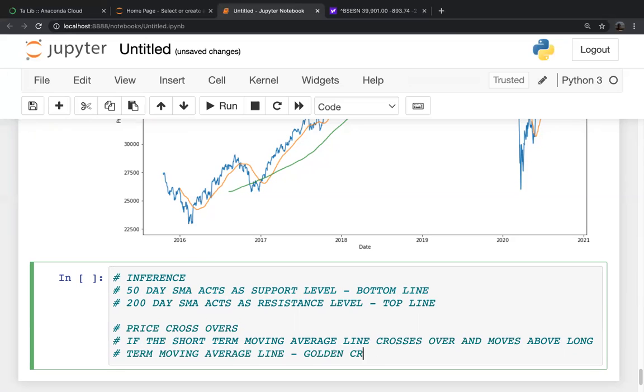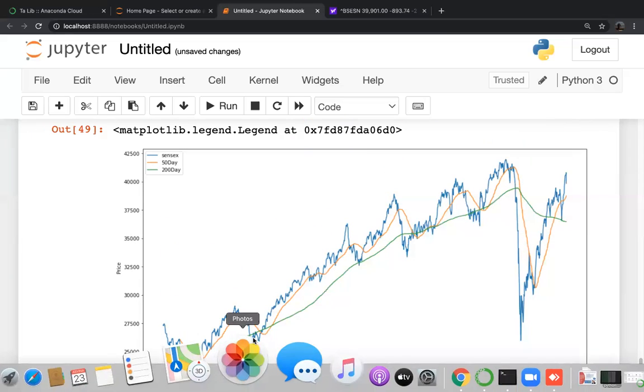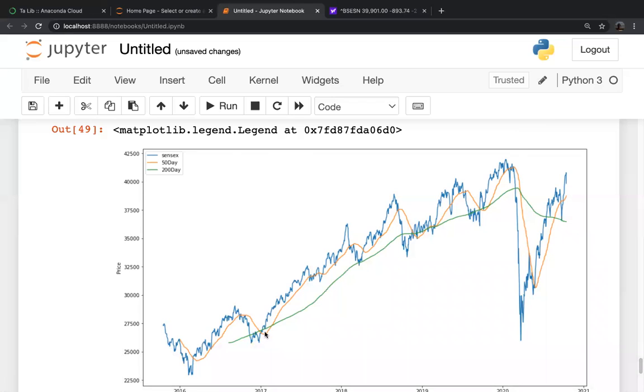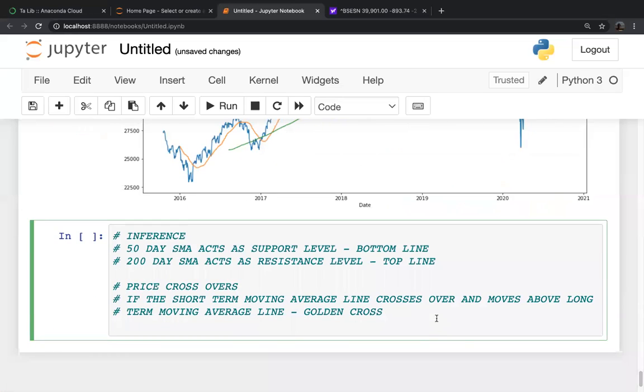Golden cross. If the short-term moving average crosses over and moves above the long-term average, see here, the orange line moved above the green line. That is a golden cross. And what do you see in a golden cross? It's an upward movement. So golden cross indicates a buy signal.